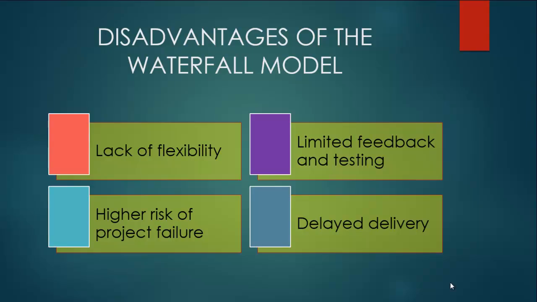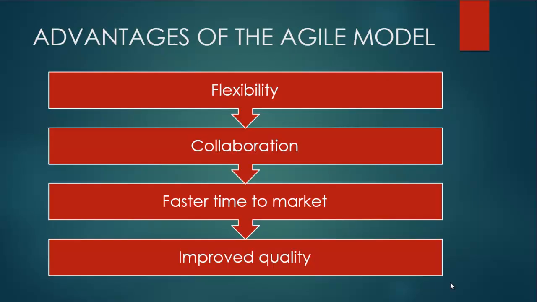So we go to the next model, which is the Agile model. What is the Agile model all about? The Agile model is a popular methodology for software development that emphasizes flexibility. It also emphasizes collaboration and iterative development. This model is an advancement of the waterfall model because it takes into cognizance the deficiency or the disadvantage of the rigidity of the waterfall model by ensuring flexibility.